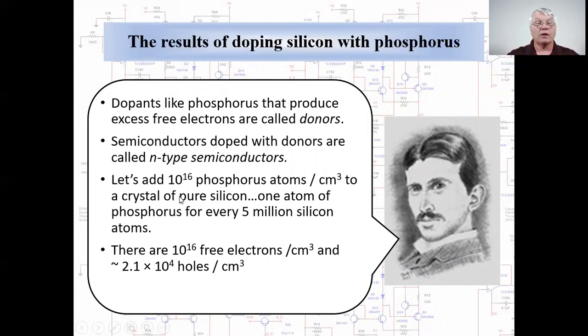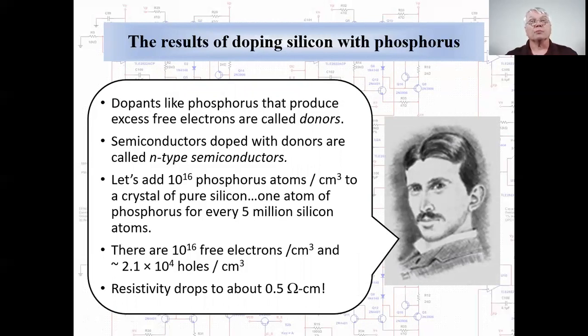So by adding 10 to the 16th phosphorus atoms, giving us 10 to the 16th free electrons, we drive the hole concentration down to 2.1 times 10 to the 4th holes per cubic centimeter. Now look at this. The resistivity drops immensely. Adding just 1 part of phosphorus for 5 million of silicon causes the resistivity to drop by a factor of 460,000.